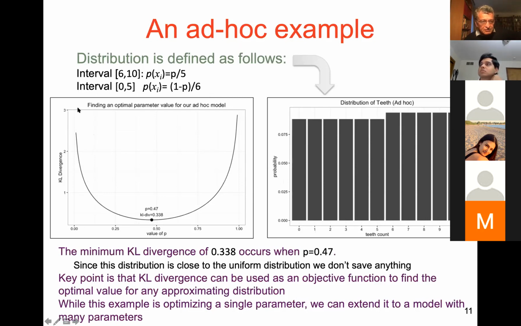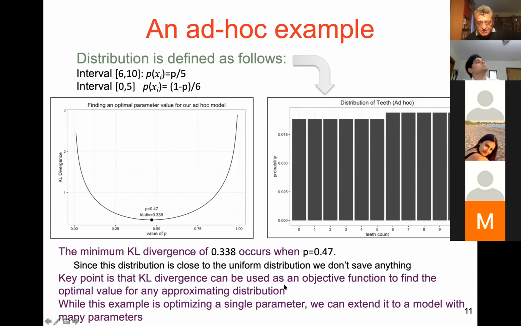I guess this is a scaled value. This looks like 3 over here. Okay. Oh, I see. Yeah, it's okay. It's 1, 2, 3. So 0.338 is somewhere over here. Yeah. So this says that's the best KL divergence. So the minimum KL divergence occurs at 0.47. Since this distribution is close to the uniform distribution, we don't save anything. This is close to the uniform distribution. So you get 0.338, which was not much better than the other one we saw, 0.33 something for uniform.